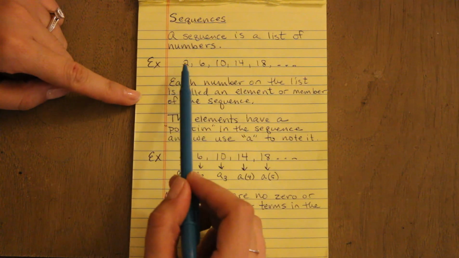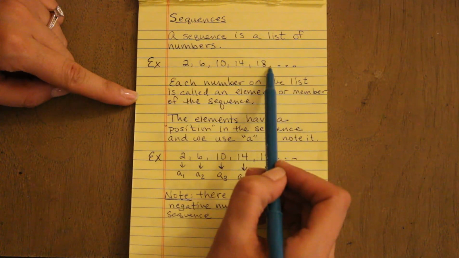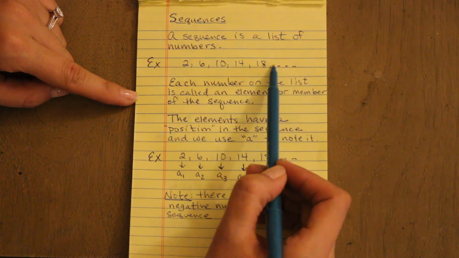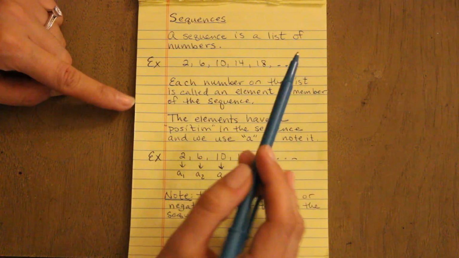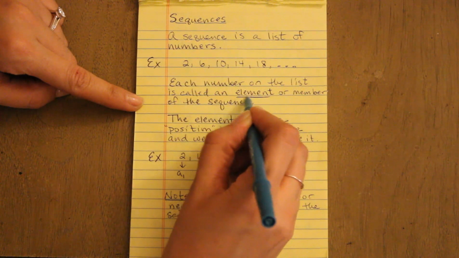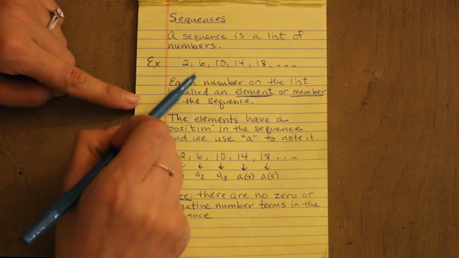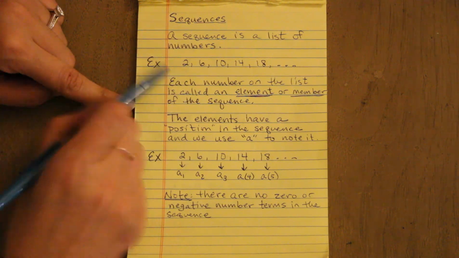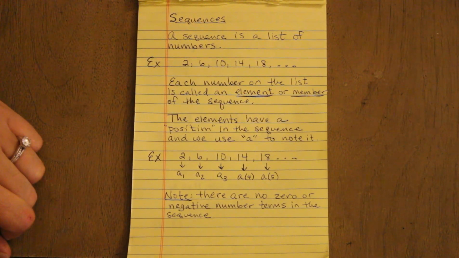Here's an example: 2, 6, 10, 14, 18. And then you see this dot, dot, dot. Just means that the numbers just continue going on forever, right? Infinite. Each number on the list is called an element of the sequence or a member of the sequence. So 2 is an element, 6 is an element, or 2 is a member, 6 is a member, 10 is a member of this sequence.